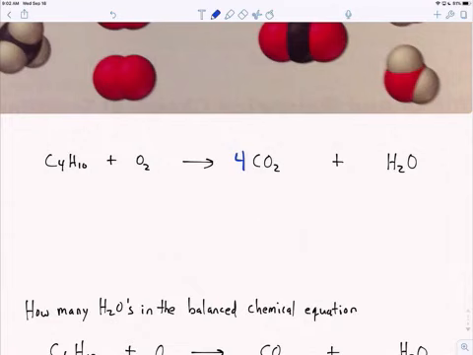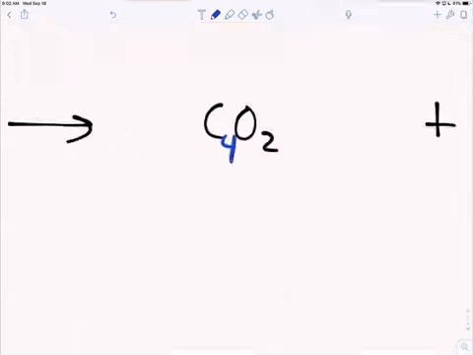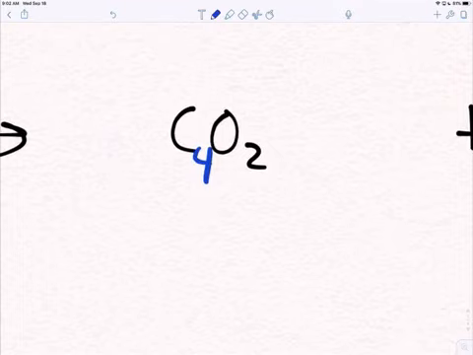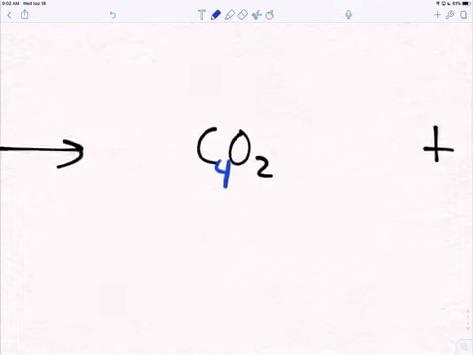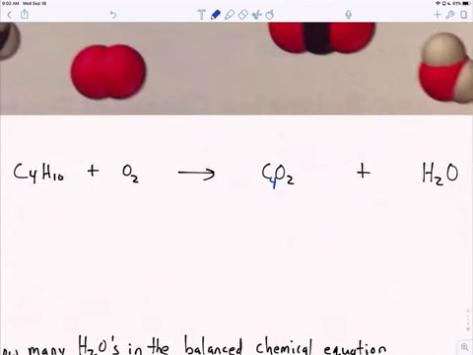Let's talk about what I can't do. I can't put a 4 underneath the carbon like I just did there. If you see I put a 4 underneath there, you cannot do that because now you have a new molecule. So you have a new compound. So that is not proper. You have to put a number in front of the compound itself. So 4 carbons. So let's balance hydrogens.